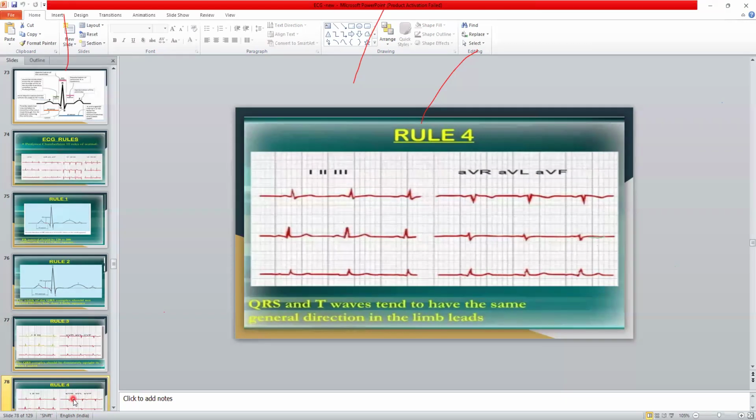Coming to rule 4, the QRS complex and the T waves tend to have the same general direction in the limb leads. That is, the upward direction only should be present. In the AVR, all the waves are in the negative direction.